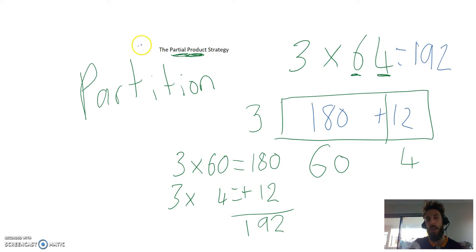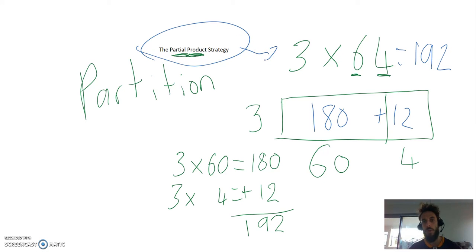Remember though, we are looking at the partial product strategy. We're not looking for, do you know 3 multiplied by 64? We're looking for, do you know how to use the partial product strategy to solve simple problems like this?